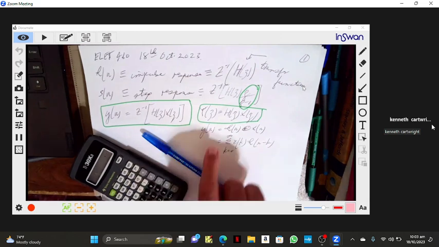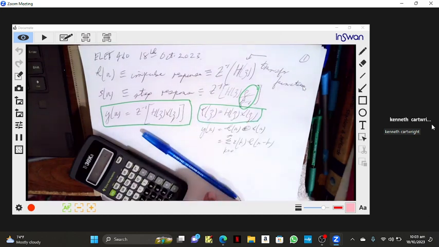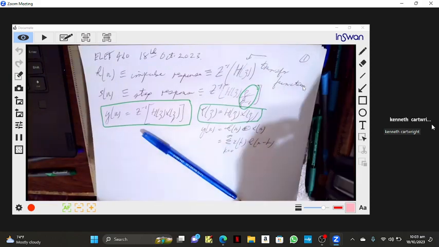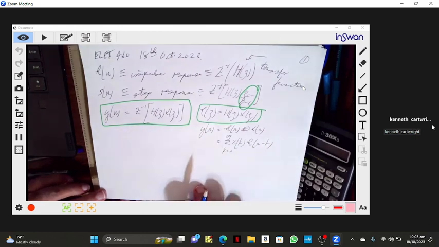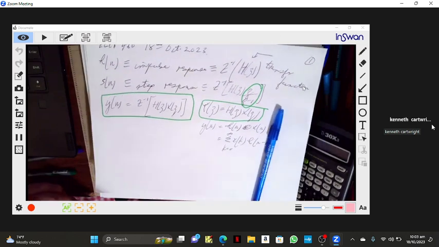And then, of course, y of z is a product of h of z and x of z. But y of n is not the product. y of n is the convolution. We did all that. Any questions about that? So let's do one last example then of the step response.